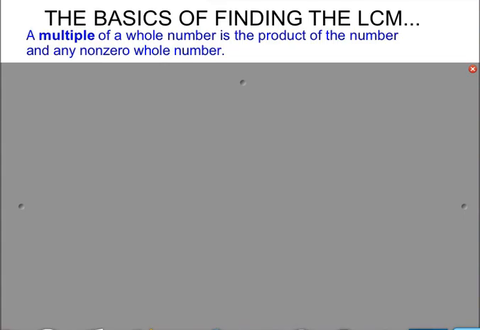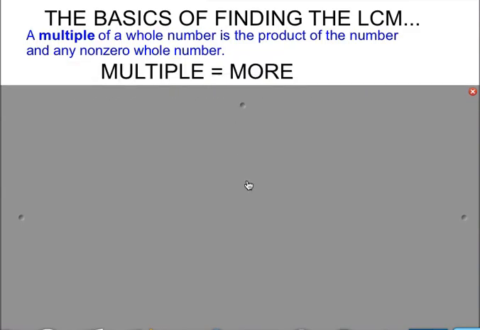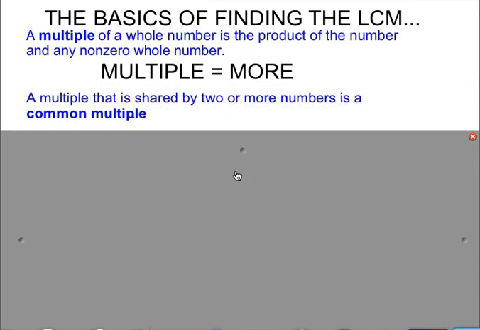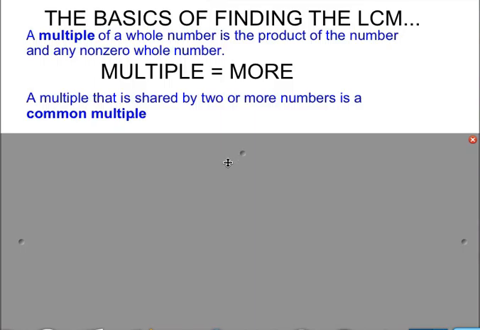A multiple of a whole number is the product of that number and any non-zero whole number. So if we're talking about the product, that means that the number has to get higher. I like to think of multiple starts with the letter M, and the answer is always going to be more. So multiple, more. A multiple that is shared by 2 or more numbers is called a common multiple, just like you had a common factor in the prior slides.